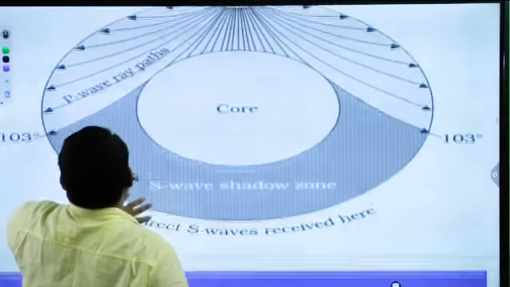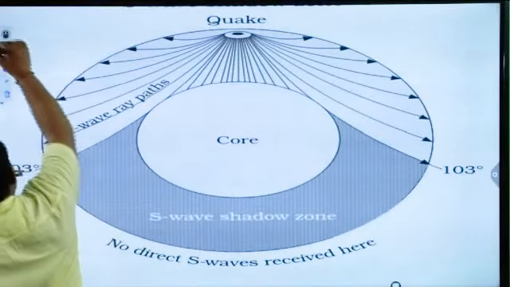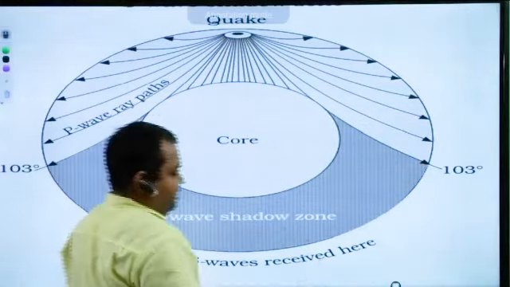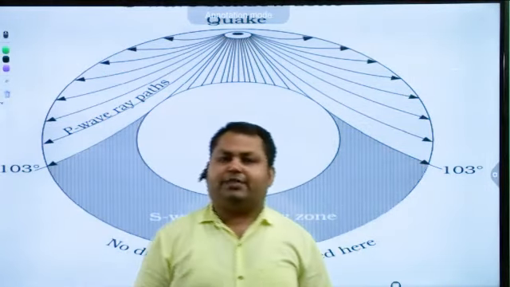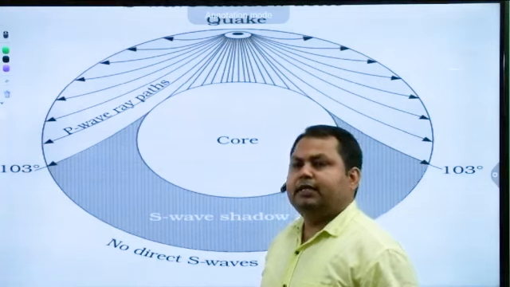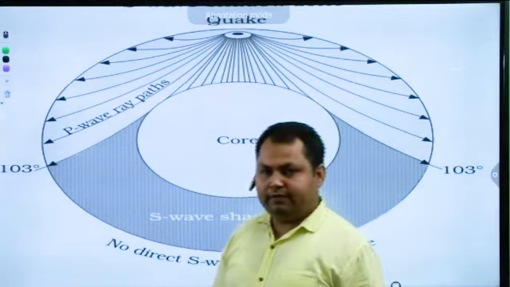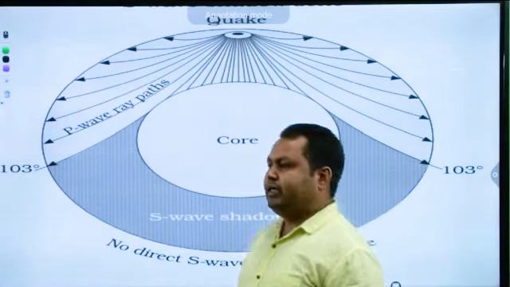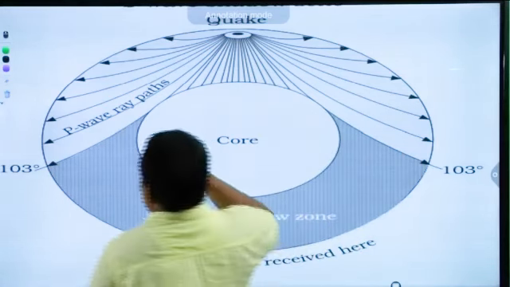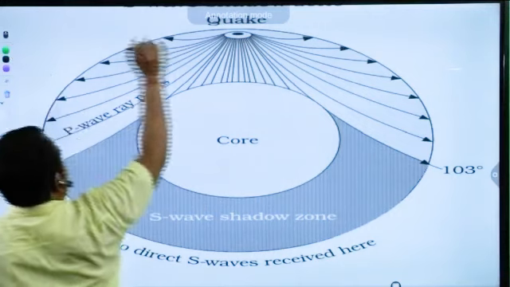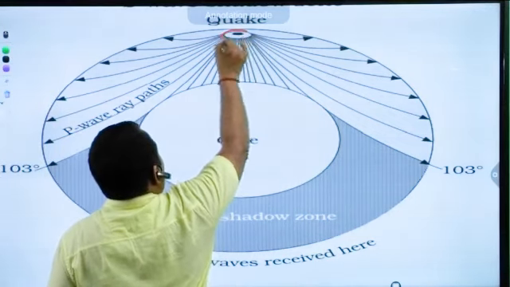The next is the S waves, right? Next is S waves. If we talk about the feature of the S waves, those can travel in solid medium but disappear in liquid medium. Can travel in solid medium but disappear in liquid medium. This is the focus of earthquake.